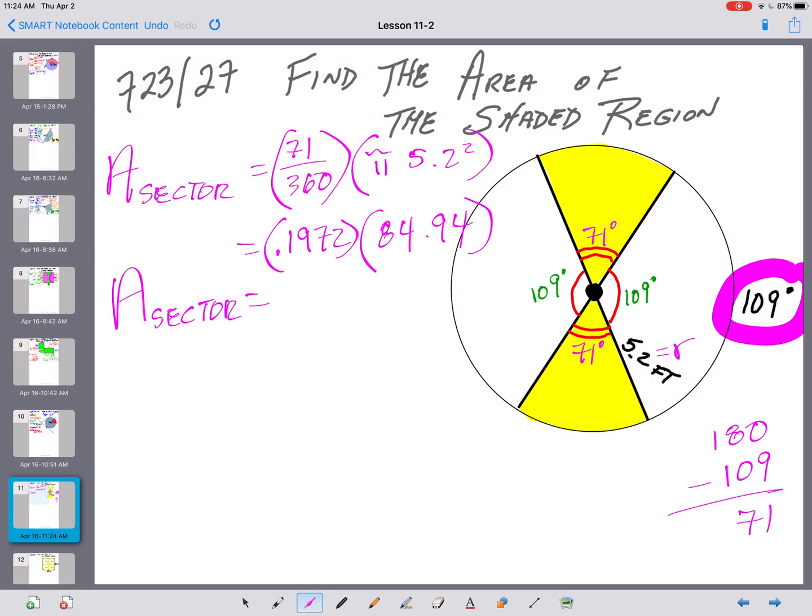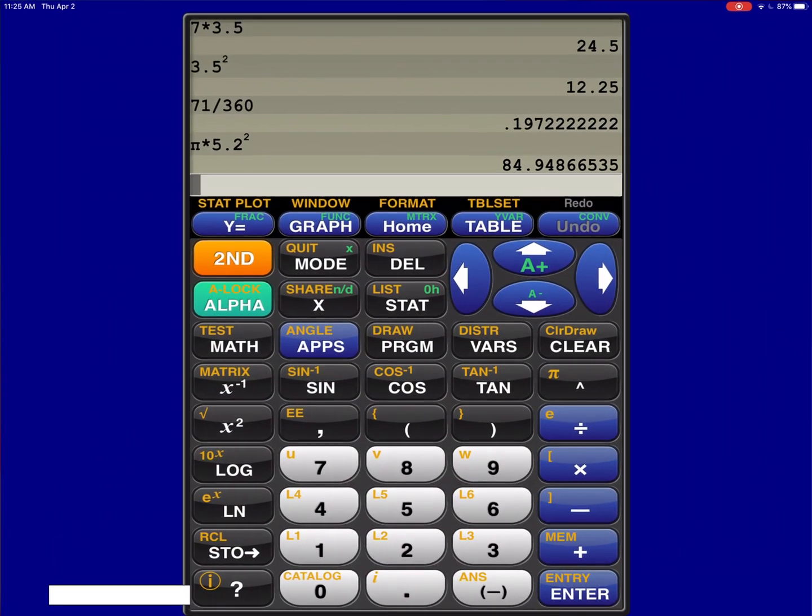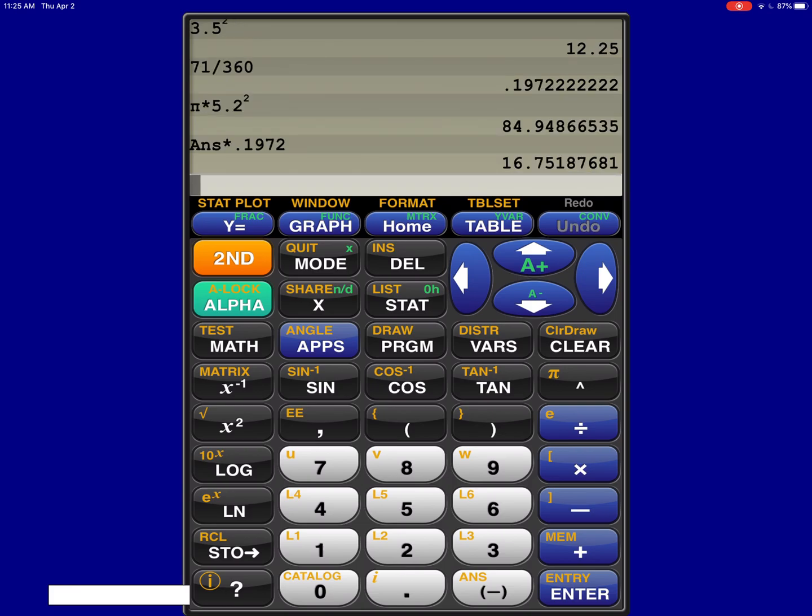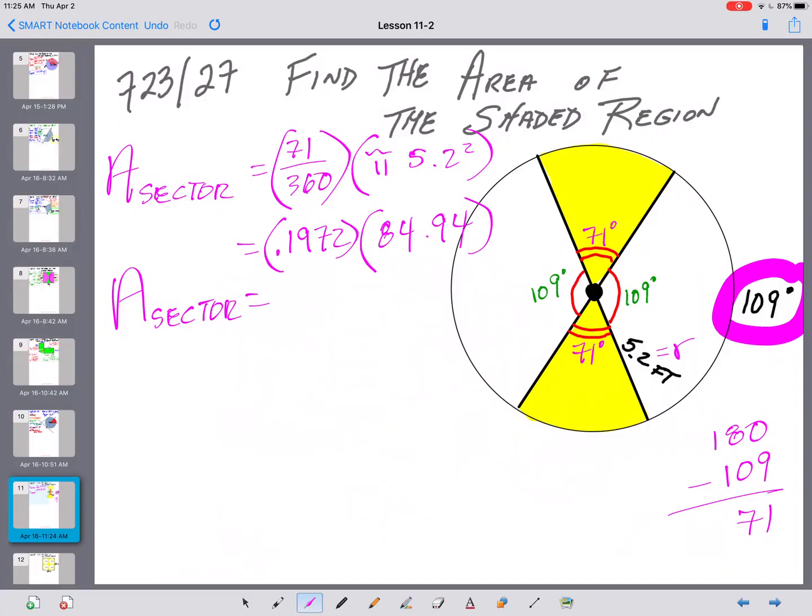Okay, there we go. Let's multiply those now. Take that number there, multiply it by 0.1972. There we go. That looks good. Okay, there it is, 16.75, and that is just for one. That's only one sector.